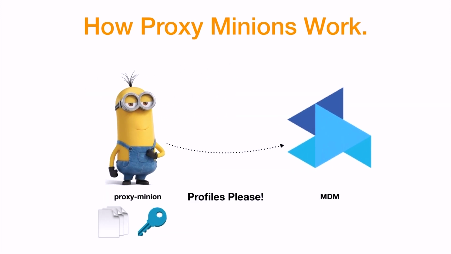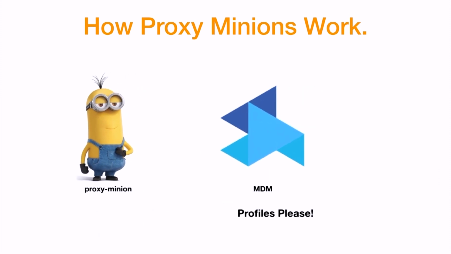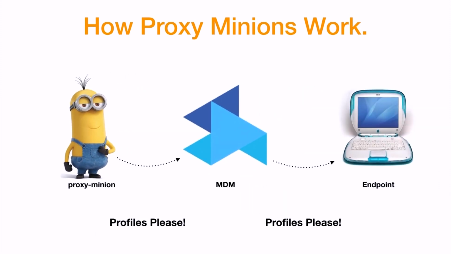So the proxy minion is going to talk to the MDM via the API and say, hey, give me all of the profiles that are on all of the devices, which is probably a lot of data if you've got a bigger fleet, but smaller machines. And then the MDM will talk to the endpoint and say, hey, give me the profiles that are on your machine. And then the endpoint's like, okay, well, here they are. Gives it back to the MDM. And then the MDM returns to the proxy minion.